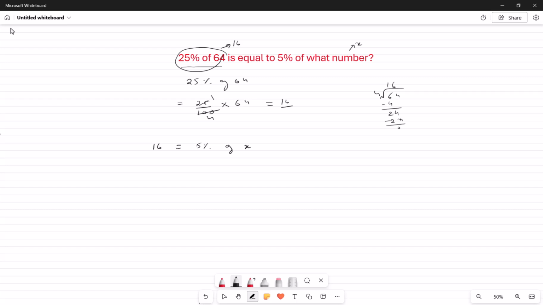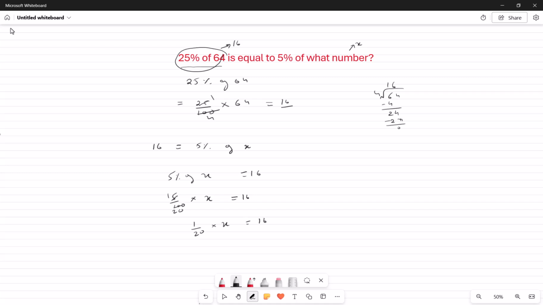And then I'm going to simply switch our sides, so I can just say 5% of x equals 16, and then this just becomes 5 divided by 100, because percentage is out of 100. "Of" we change to a multiplication sign. x equals 16. And then 5 times 1 is 5, 5 times 20 is 100. So this just becomes 1 divided by 20 times x equals 16.